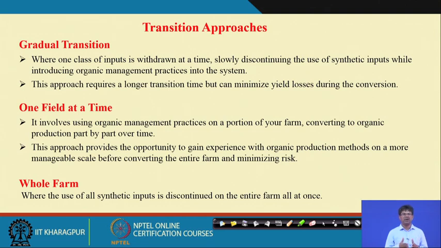And slowly, as the soil gets built up, you can reduce the dose of the chemical fertilizer and convert fully to an organic system. That is a gradual transition, as we say. This approach requires a longer transition time, but can minimize the yield loss during the conversion. So, in this case we have to go for longer periods, not exactly 3 to 5 years, because the minimum transition required is 3 years. You can add more years as you go for the slow or gradual transition to organic systems.